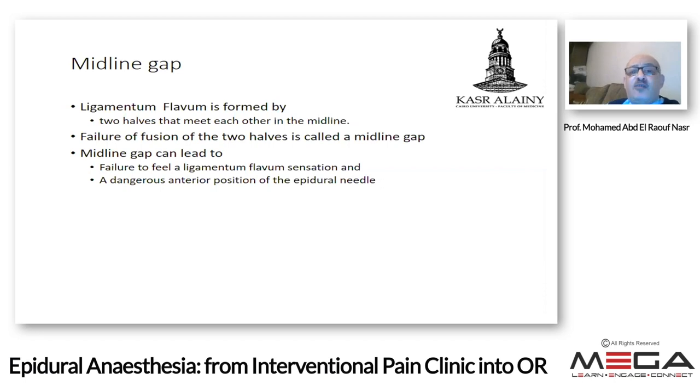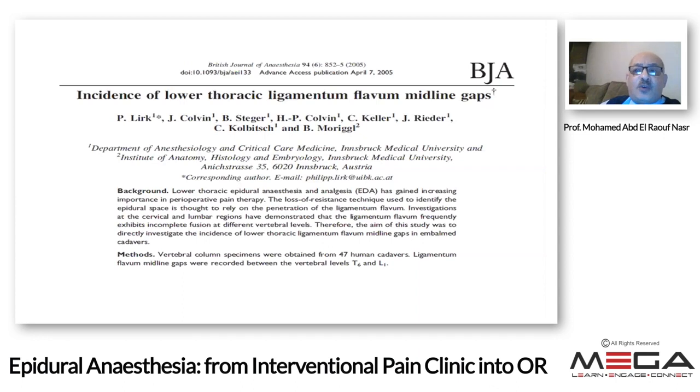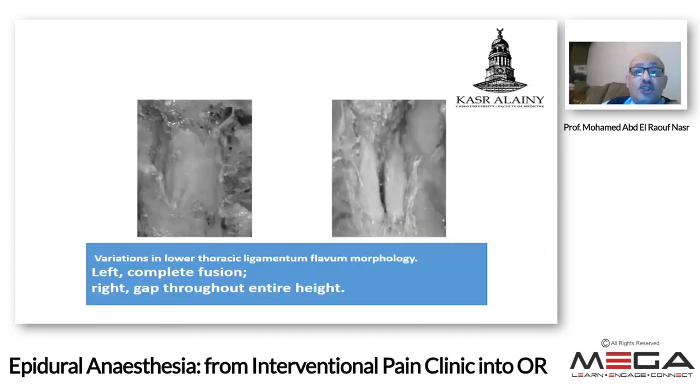Ligamentum flavum forms from two halves fusing together in the midline, and failure of fusion will lead to a midline gap. At that time, your needle will not feel the sensation of ligamentum flavum. You can advance it anteriorly and go with your needle inside the spinal cord. And this publication in BJA in 2005 showed a normal ligamentum flavum appearance on the left side and a ligamentum flavum midline gap on the right side.